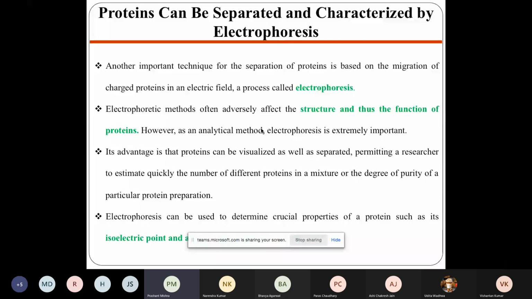Then electrophoresis can be used to determine a crucial property of the protein, such as the isoelectric point. So now the question is, what is the isoelectric point? The isoelectric point of a protein is given by the point, or the pH, at which the net charge on the protein is zero. So what it means is that proteins do have a charge, but if I keep on changing the pH, they can change their net charge. Is it clear to you?